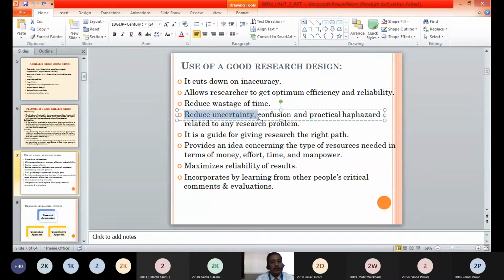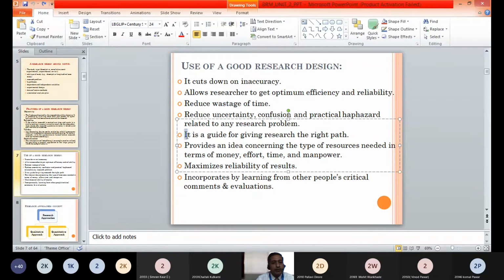Then it reduces uncertainty, confusion, and practical haphazardness related to any research problem. So it reduces all those uncertainties, confusion, mistakes, and any other problems related to that particular research.